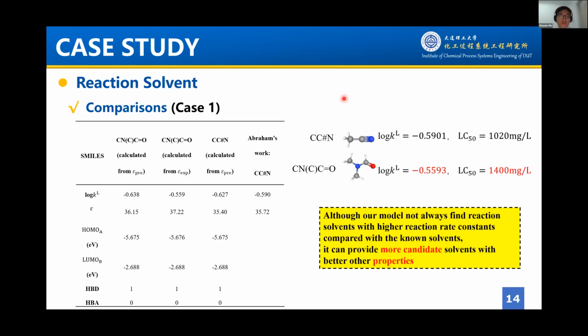Then we use our framework to screen for optimal solvent and find molecules like this. However, to our disappointment, we don't find a better solvent. Although our model does not always find the optimal solvent with a higher reaction rate constant compared with the non-solvent, it can provide more candidate solvents with properties better than others. Although our optimal solvent has a lower reaction rate constant, it has less toxicity. It can be seen.